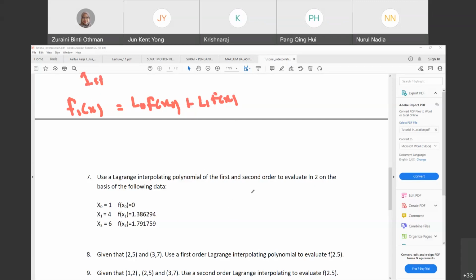Okay, for the first order dekat sini kamu nampak tak? Kalau first order, dia minta cari ln 2. So interval yang kita pilih ialah 2 ni lah. X0 ialah 1, X1 ialah 4. Dan dekat situ, kamu kena cari L0. Ingat Lagrange. L0 dia ialah 1 kurungan atas, 1 kurungan bawah. Itu je. And L1 dia ialah apa? 1 kurungan atas, 1 kurungan bawah.